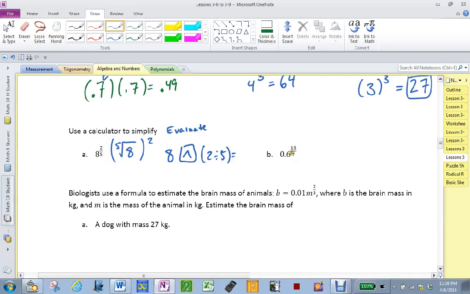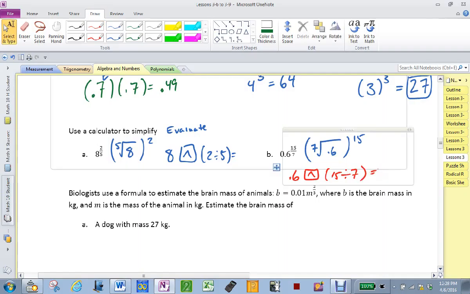What would you write here to simplify it? The 7th root of 0.6 to what power? 15. How would you do this on your calculator? What would you punch in? 0.6, exponent, 15 divided by 7, close brackets, equals. Everybody good?